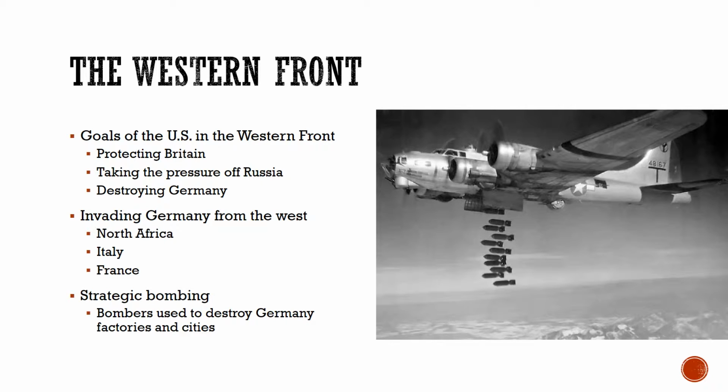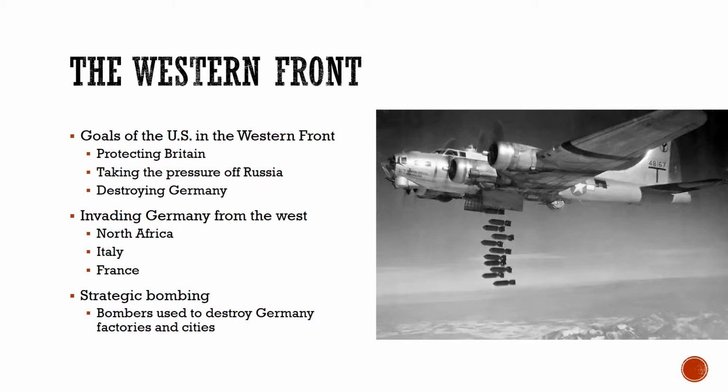On the Western Front, it's less bloody, and this is where the United States is fighting. It's really kind of a sideshow compared to the brutal, slogging battles that are going on in the Eastern Front. But it's still important. This is where the United States is fighting against Germany, and it has three main goals. One is to protect Great Britain. Two is to take a little bit of the pressure off of Russia, that is, to force the Nazis to turn some of their attention to the West. That way Russia has an easier time fighting them in the East. And then the third objective is destroying Germany.